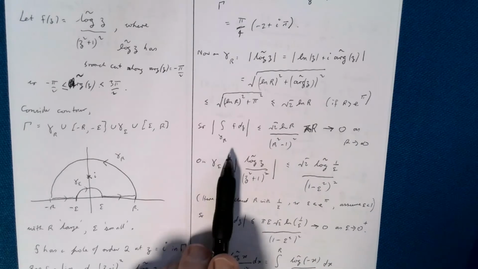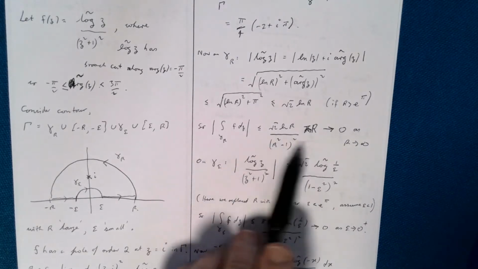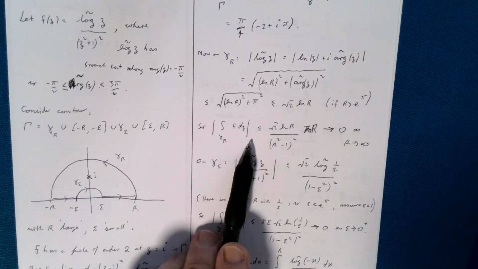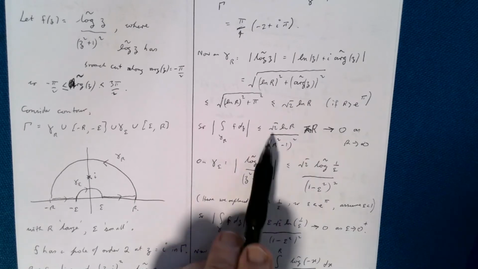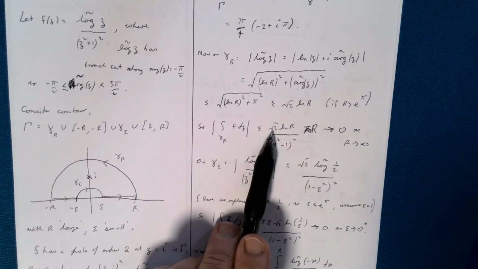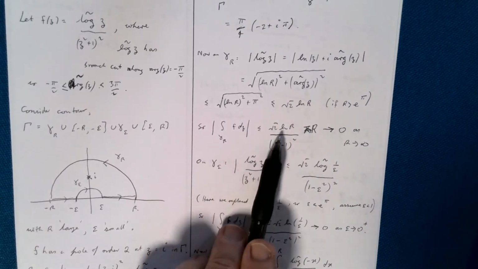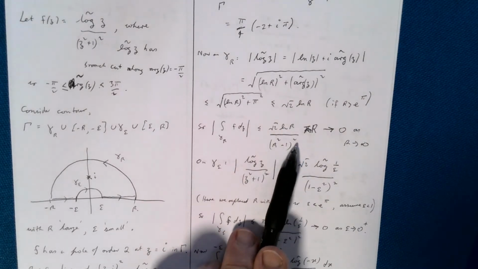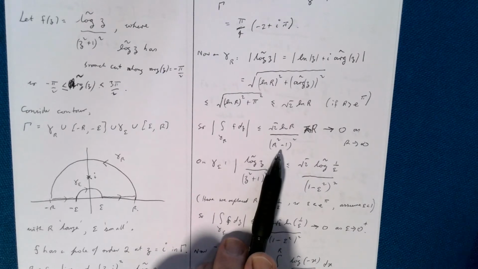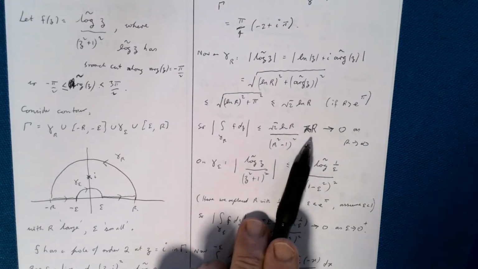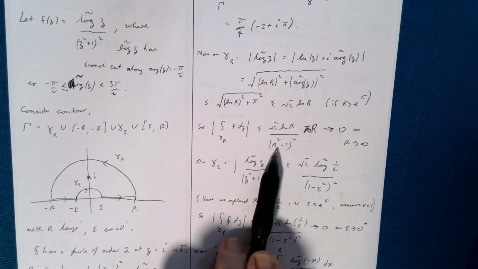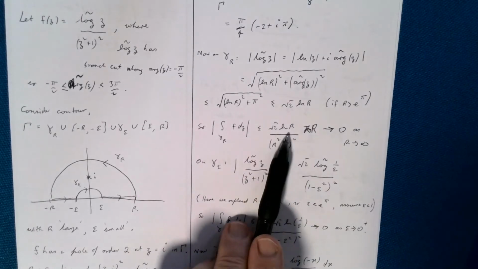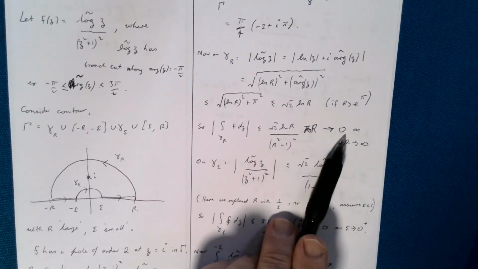So using our ML estimation lemma, the size of this integral along gamma r is less or equal to root 2 log r. That's for the logarithm, and then we get r squared minus 1 all squared by the second triangle inequality again, times the length of the contour, and then we get an r to the 4th on the bottom and an r log r on the top, and that goes to 0 as r goes to infinity.